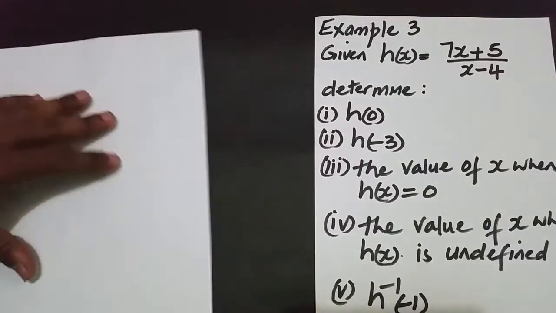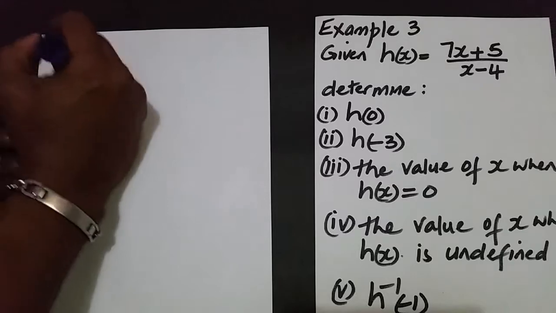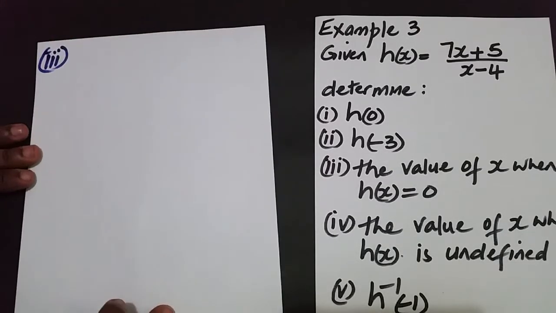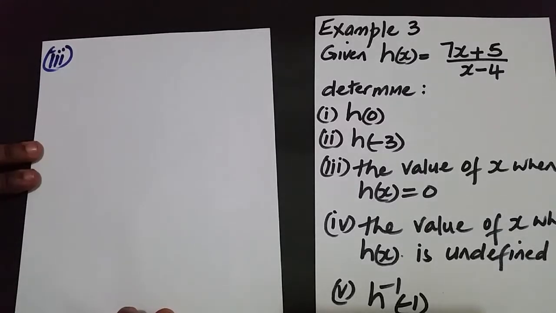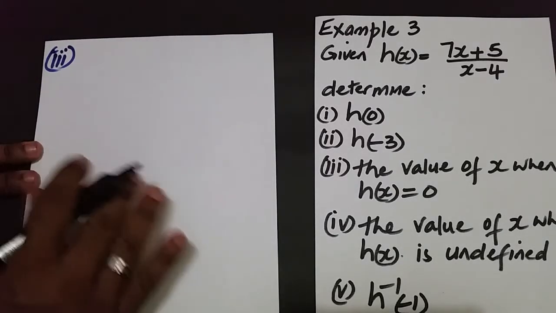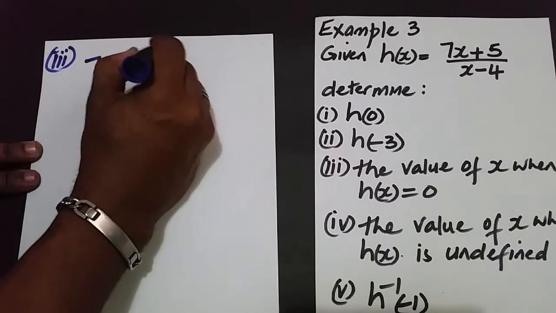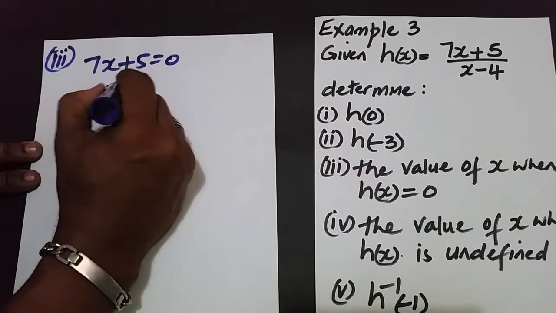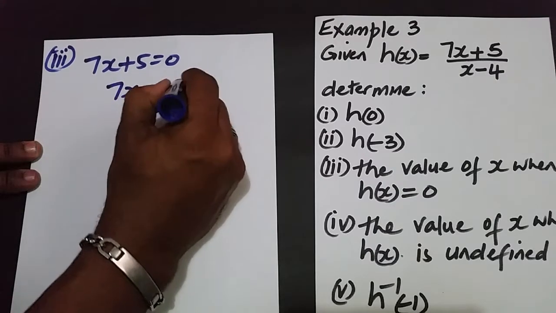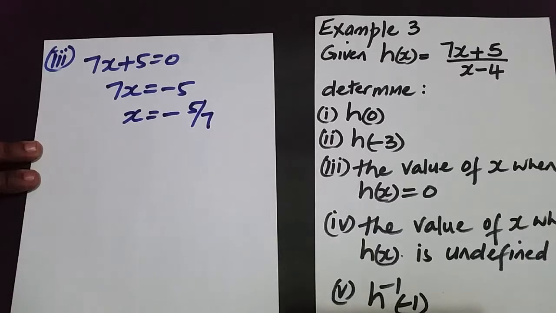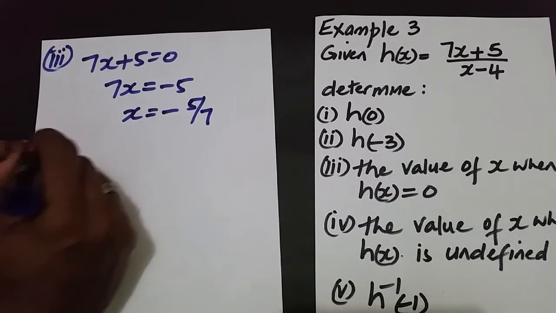Let's move into part 3 of the question. Part 3 says, determine the value of x when the function is equal to 0. And again, in order for a fractional function to be equal to 0, its numerator must be equal to 0 for sure. So we solve for x. X is equal to negative 5 over 7. So that's the value of x.